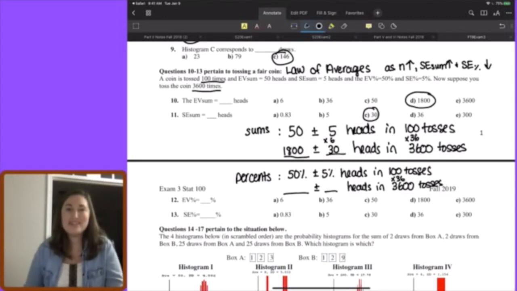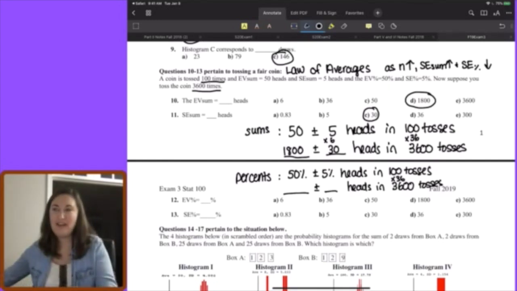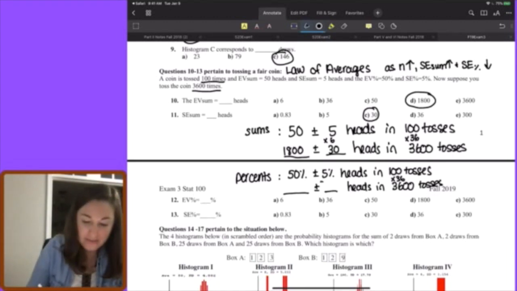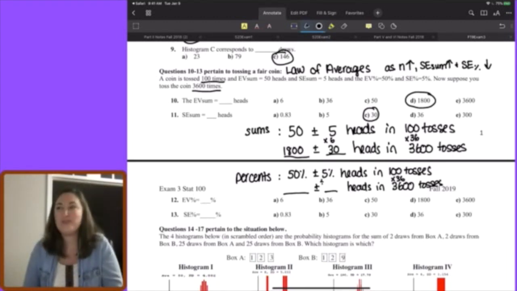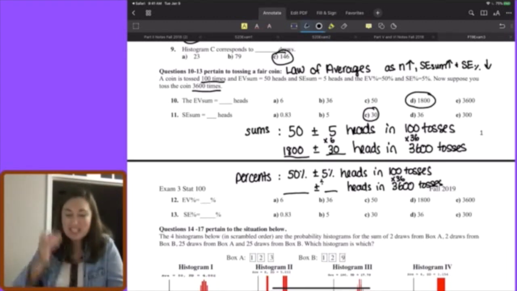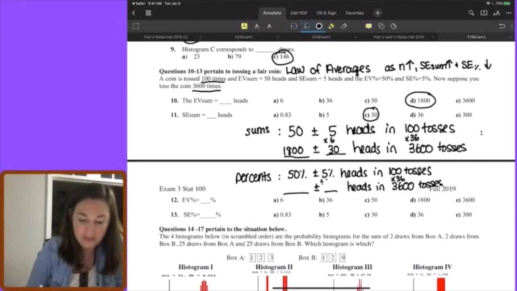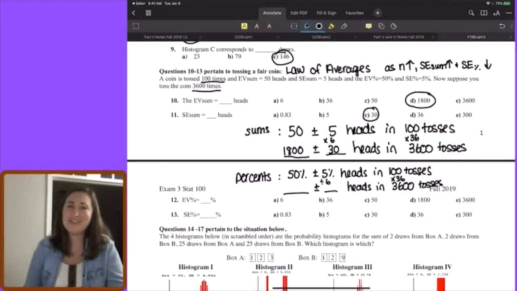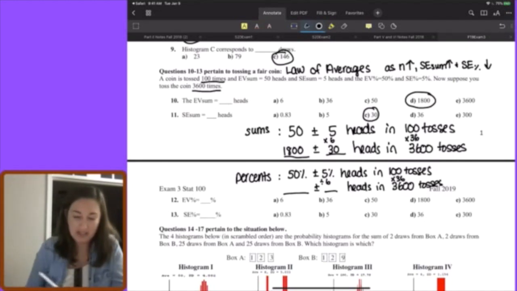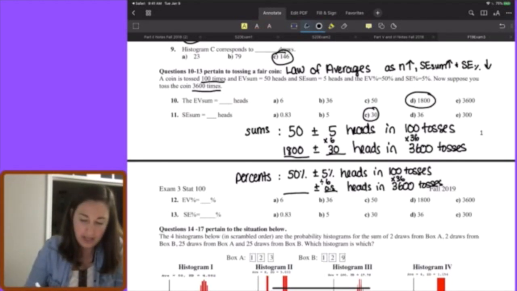So for my standard error in this case, if we look back at the top, the law of averages says as n gets bigger, the standard error for the percent goes down. So I'm actually going to be dividing instead of multiplying for percents. I'm going to divide by, again, the square root of n. So I'm going to divide by 6. My new standard error is going to be a decimal. It's going to be 5 divided by 6, which is 0.83%.